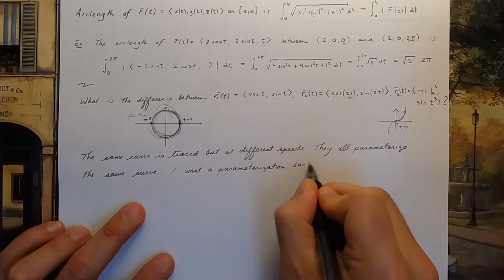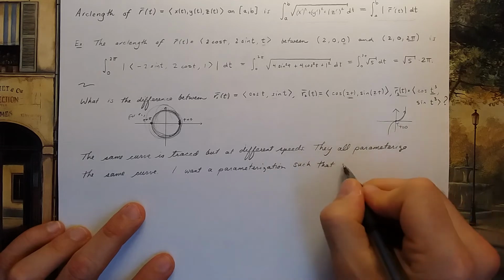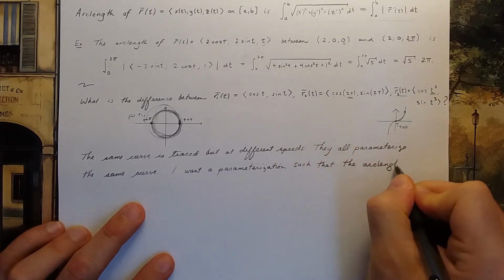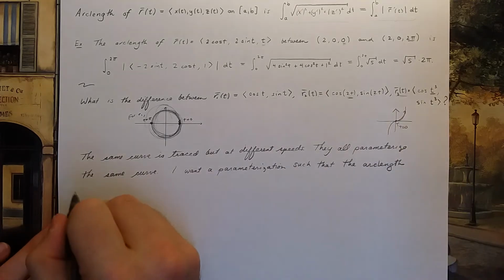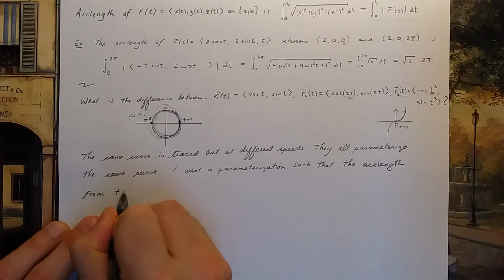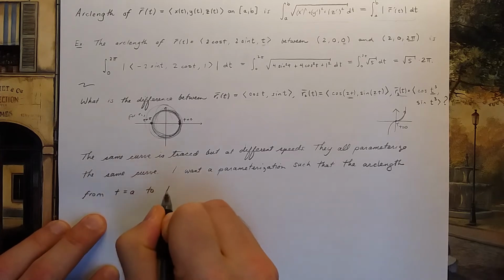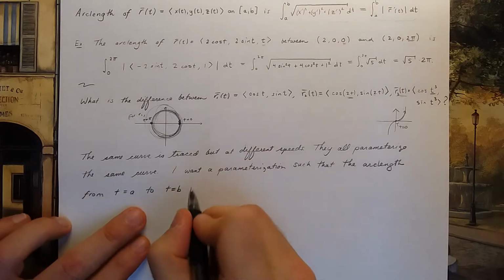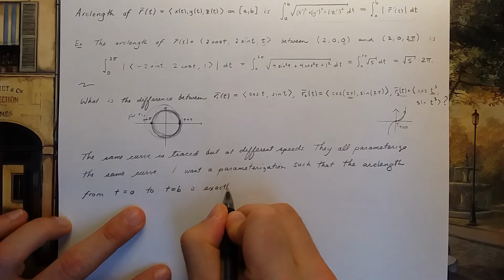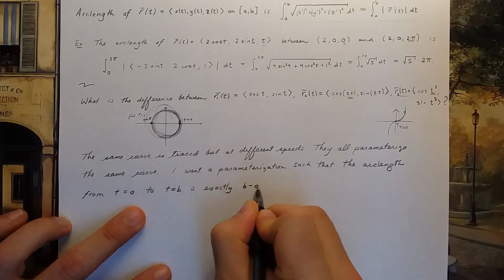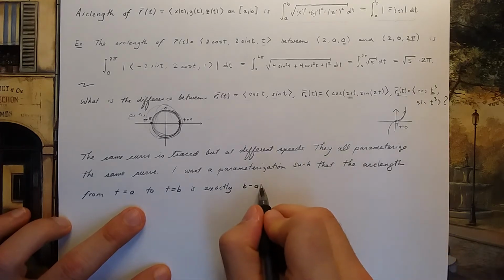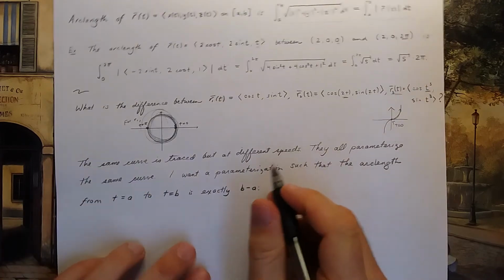such that the arc length from t equals a to t equals b is exactly b minus a. So here's a picture of what I'm looking for.